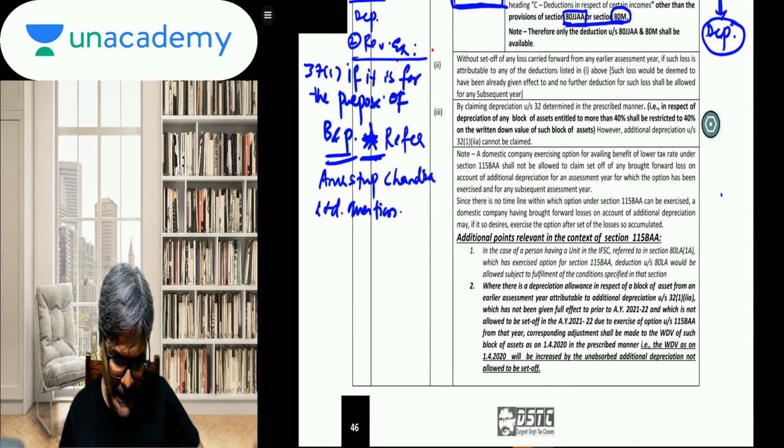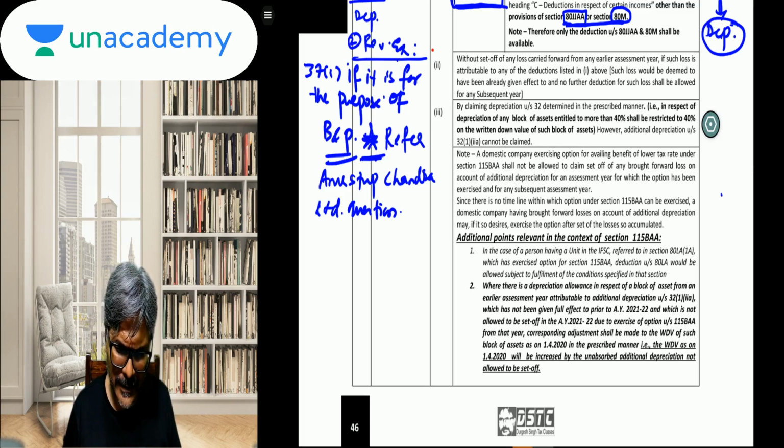Point number 3, by claiming depreciation determined in the prescribed manner. Fine, so that we can do. But additional depreciation you cannot take.